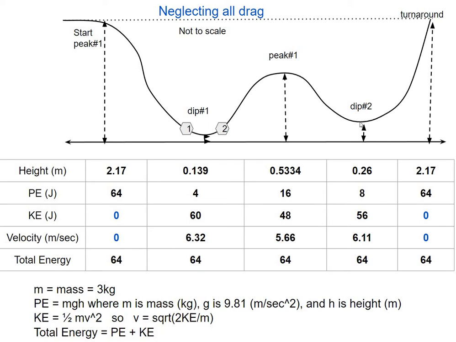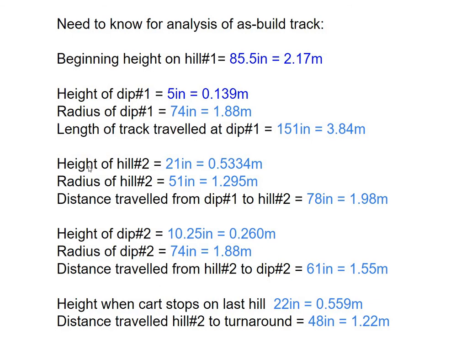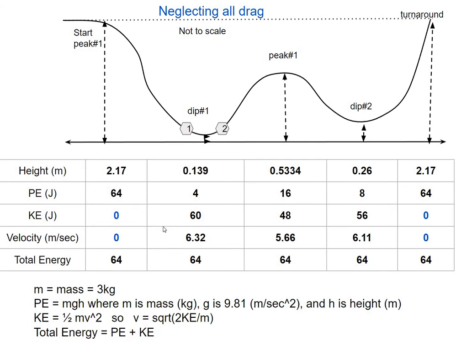And this is some students, boys and girls, built this track, and this is what they came up with. But you'll be putting your own numbers in here. So you need to know all of this information for your track, the real information. The height of hill number 2, radius, on and on and on. And finally, the distances. You don't really know the distances for this calculation, but when we talk about drag, we'll do that.